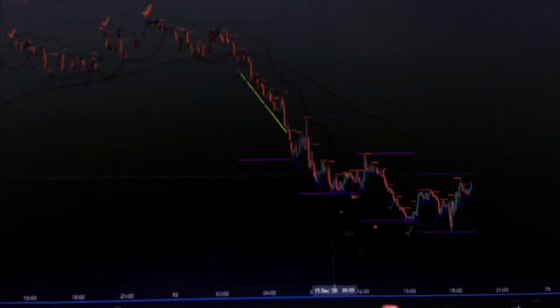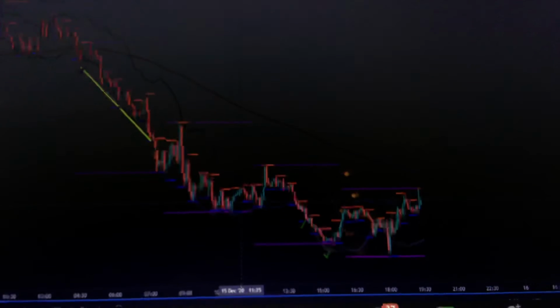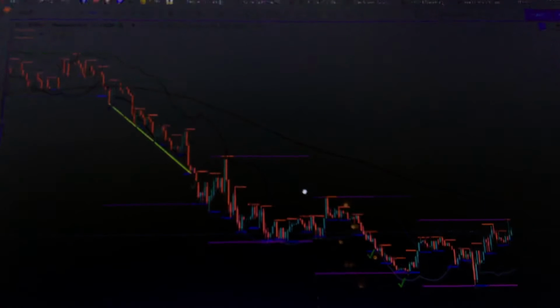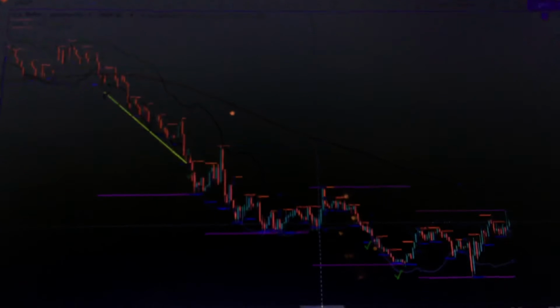Okay, this morning, oof. Let me tell you guys, it was nice. This morning was really nice. This is all I waited for. These pullbacks. All right, so this aqua line is the 200 EMA.